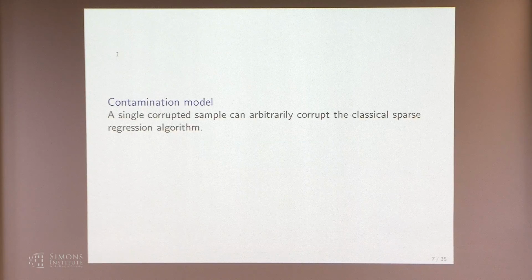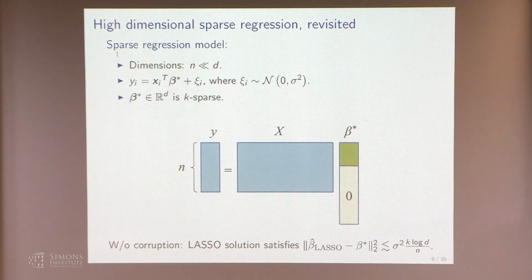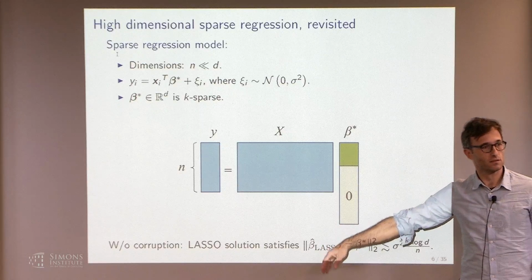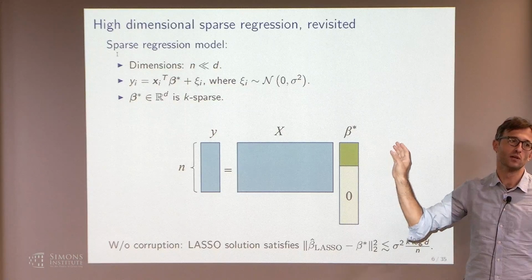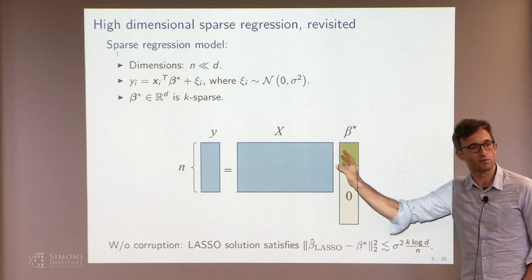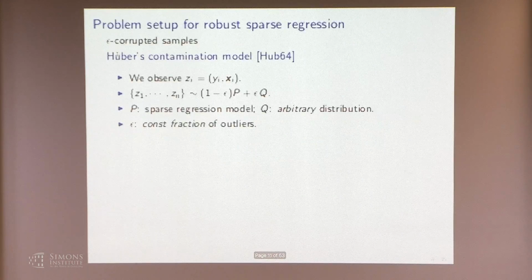So I guess this is your question. A single corrupted sample can really make your life bad if you ignore it and just run the standard algorithm. Can you go back to the previous slide? That's like your model of data. This is the model for my good data, the authentic points. This is my P. I had a P and a Q, and this is my 1 minus epsilon fraction of the points that come from this model. And what is the matrix X?